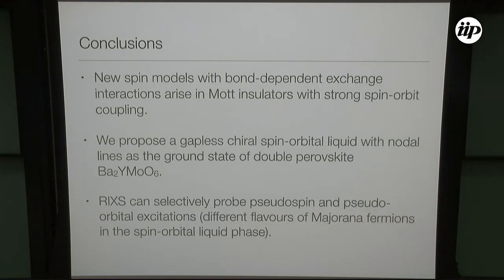And with that, I will conclude. The main message is that, again, you can find new spin models with bond-dependent exchange interactions by considering Mott insulators with strong spin-orbit coupling. We have talked about this case of a possible gapless chiral spin-orbital liquid in barium yttrium molybdenum oxide. And the more recent results are about these dynamics, where we learned that RIXS can probe different pseudo-orbital and pseudo-spin excitations, and in our case, these are different flavors of Majorana fermions. So thank you for your attention.